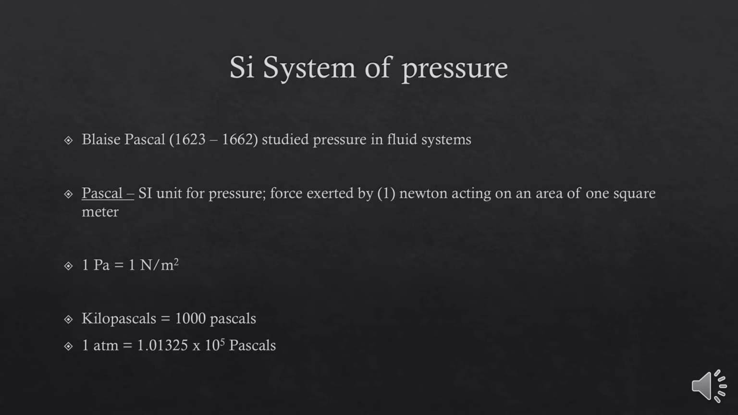And 1 atmosphere, so the pressure exerted by 760 millimeters of mercury, is 1.01325 times 10 to the 5th pascals. I will usually give you that number. I won't require you to memorize that one.